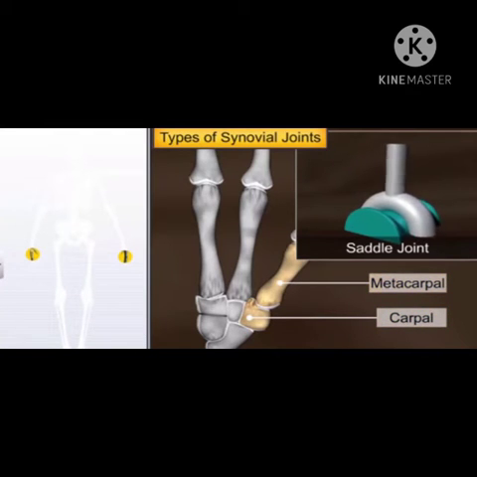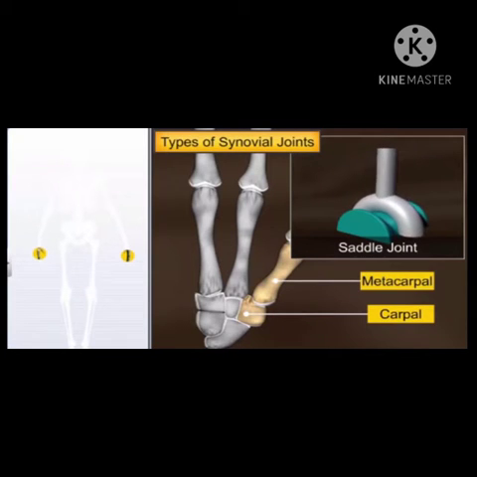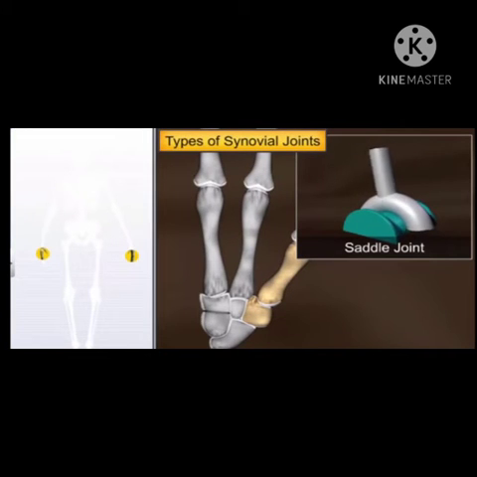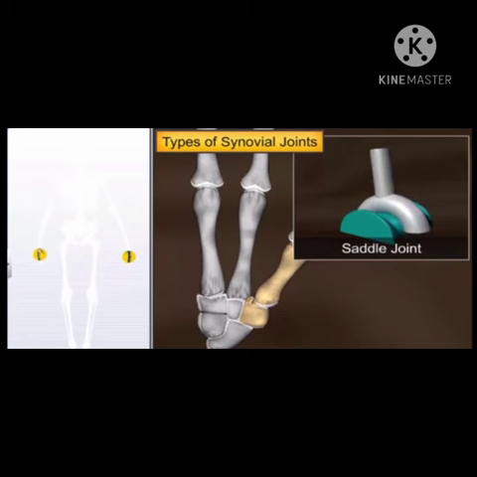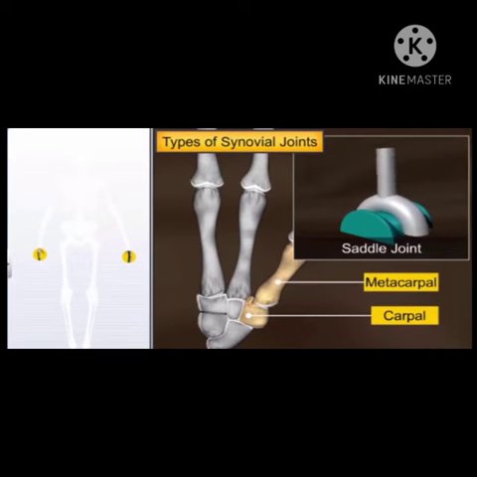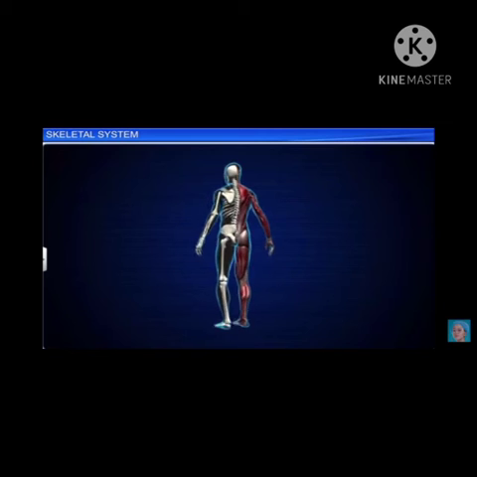Next synovial joint is your saddle joint. Only one pair of saddle joints exists in the body, one in each hand. The metacarpal of the thumb and the corresponding carpal of the wrist is an example of a saddle joint, right? Now next is your muscles.